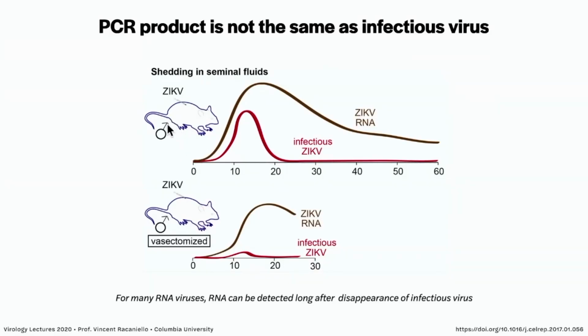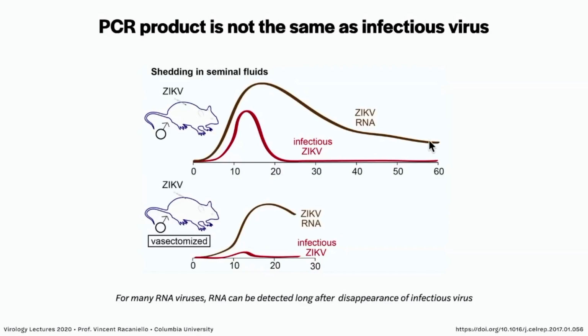So they're looking at male mice here. They're infected, and they're measuring virus in seminal fluids by either PCR, and that's Zika RNA, that's this dark line here, or by infectivity assay. And these are days after infection. So you infect the mice here, and then you harvest seminal fluid. You do either PCR or plaque assay. And look, the infectious virus peaks at about day 12, and then by day 21, it is gone. But you can find Zika RNA by PCR for 60 days after infection.